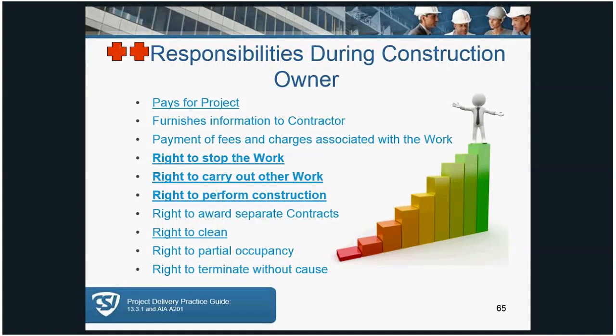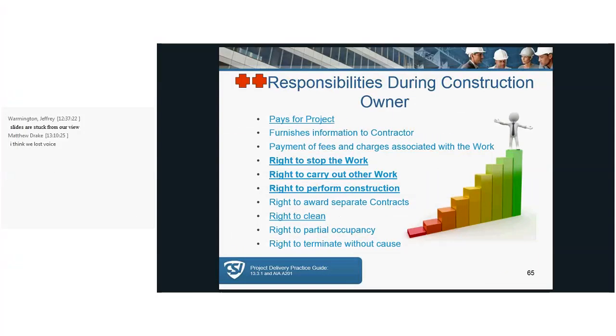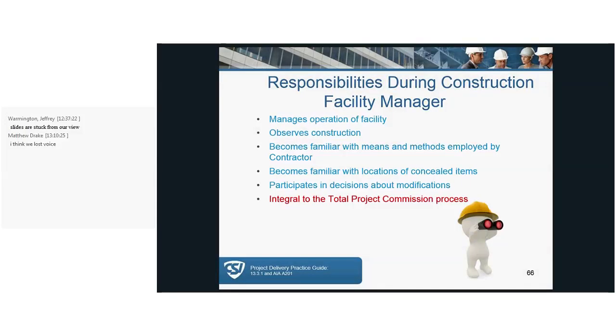Responsibilities during construction. These are the responsibilities that are generally outlined in the A201 for the owner, and make sure you commit these to memory. The owner has the right to stop the work, carry out the work, or perform the construction themselves, and the right to clean. So those are all important aspects of the owner's responsibility, as well as paying for the project. They also have the right to terminate without cause.